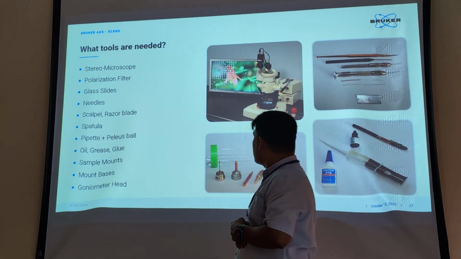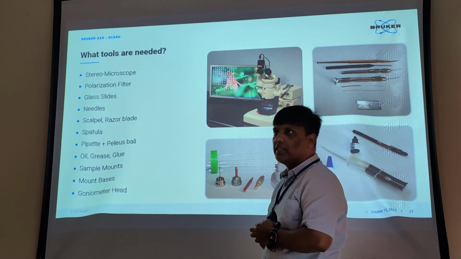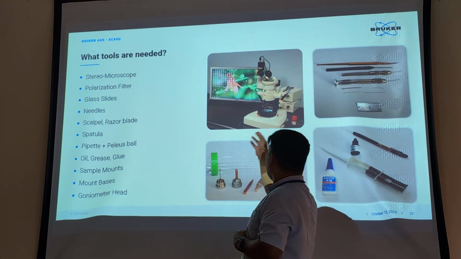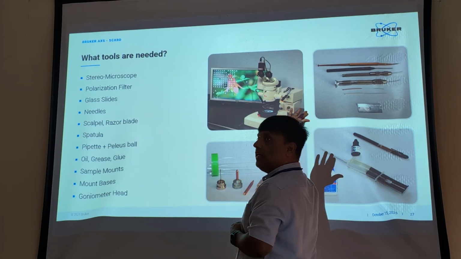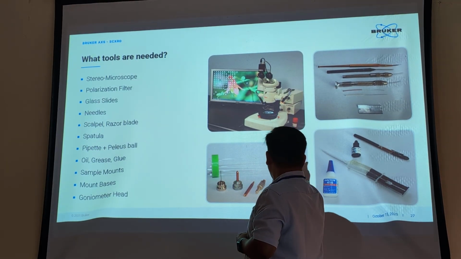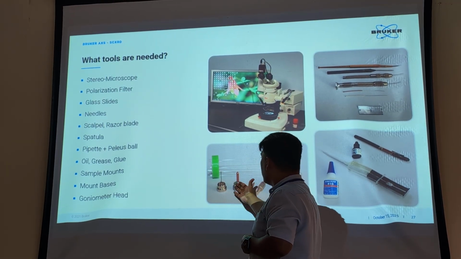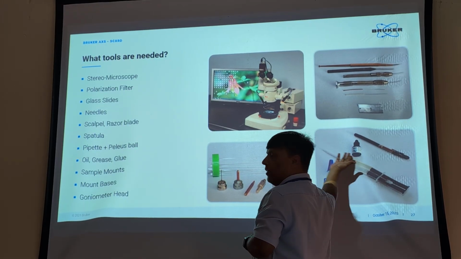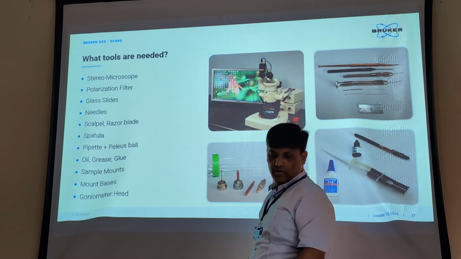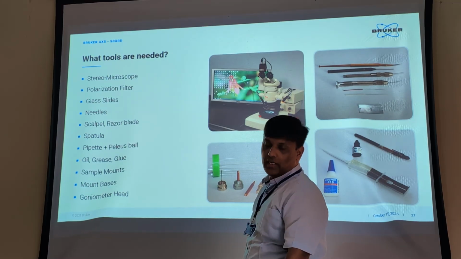So these are the tools generally required for a single crystal diffractometer. You need a microscope to mount your crystal, different kinds of needles to handle your crystals, and a goniometer and then goniometer bases to put your crystals, and oils for sticking your crystal. How do we actually do it in our lab?